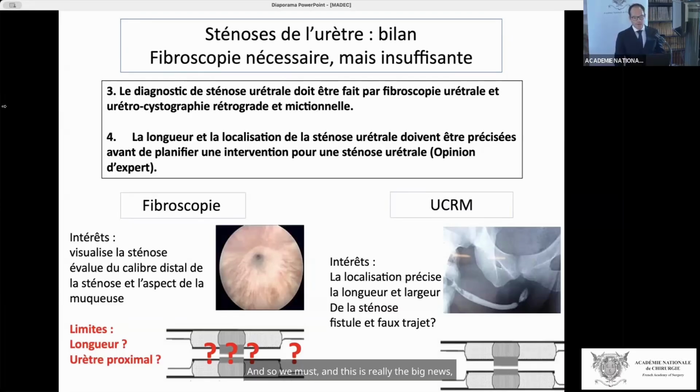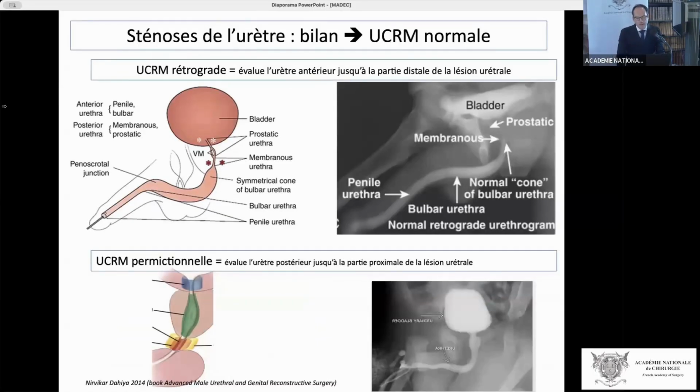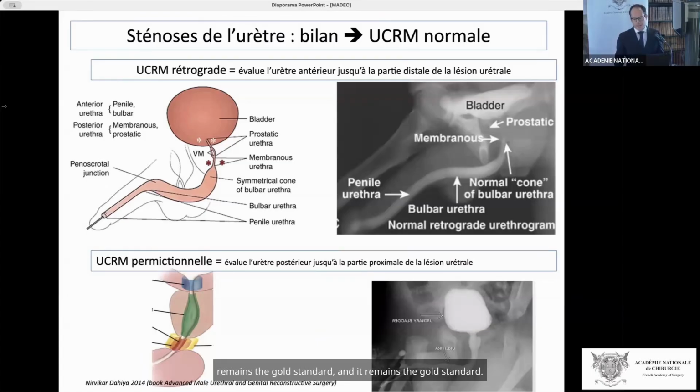And so we must, and this is really the big news, continue to perform VCUGs. VCUG, so retrograde and voiding cystourethrography, an exam that has almost disappeared but still remains the gold standard in urology for screening urethral stenoses. Indeed, in recent years, we've moved from X-rays to CT scans, but not in urethral reconstruction, where the VCUG really remains the gold standard, particularly because it is a dynamic examination. So we must know how to read them correctly.